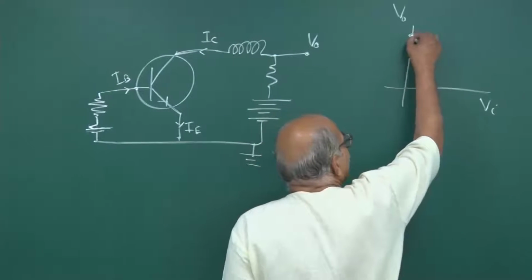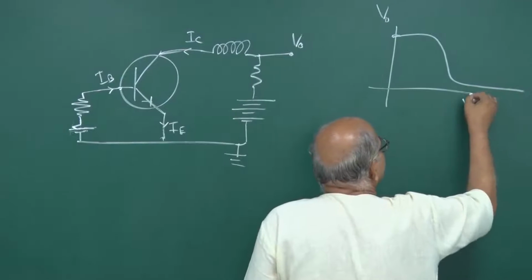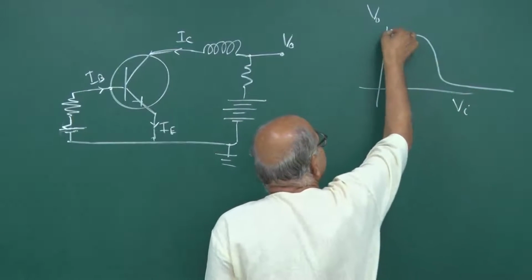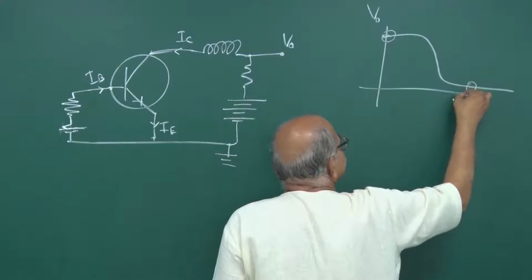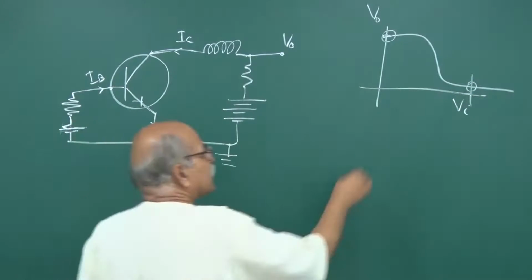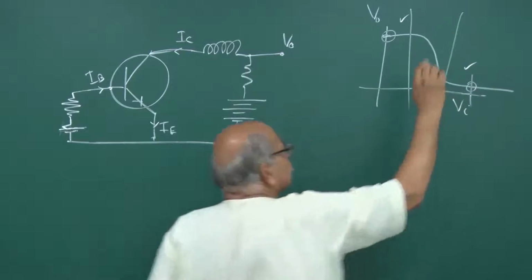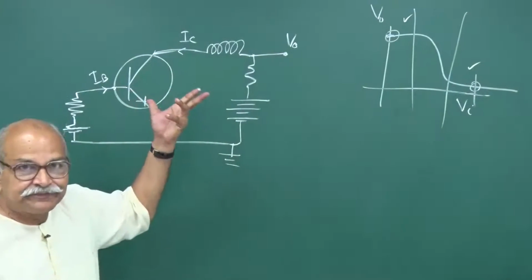So in general we have VO, VI like this. So you are here and suddenly you reach here. So your VI is sufficient. So we are operating in the cutoff region and saturation region, then it becomes a switch, right?